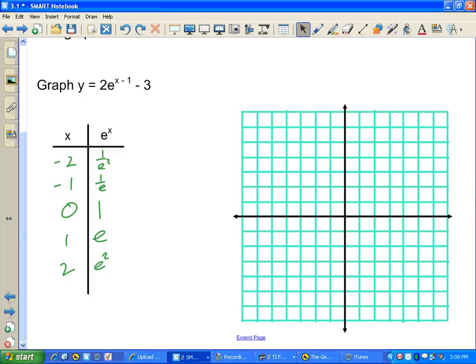So I can plot my base function on here. Okay, 0, 1, -2, and that's about here, and about here. If I go over 1, that's up 2.7. Over 2, you're up 7.5, give or take. So this is my base function.